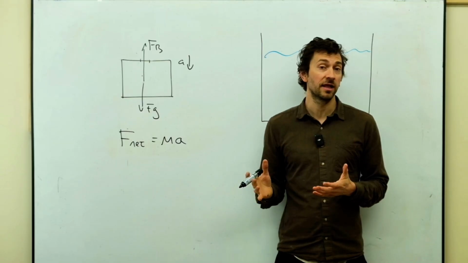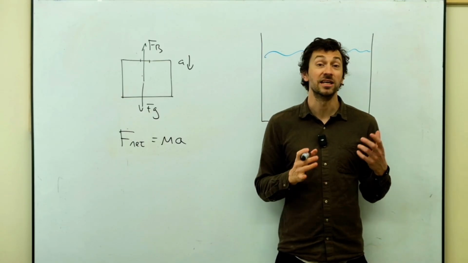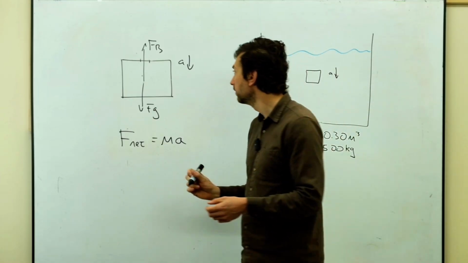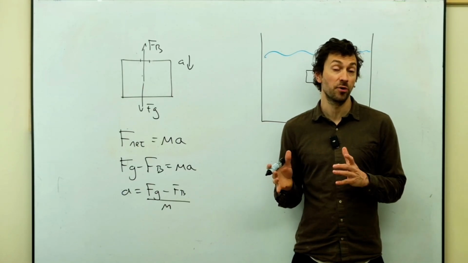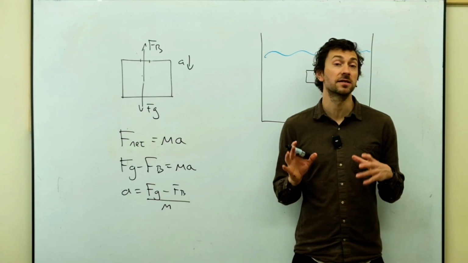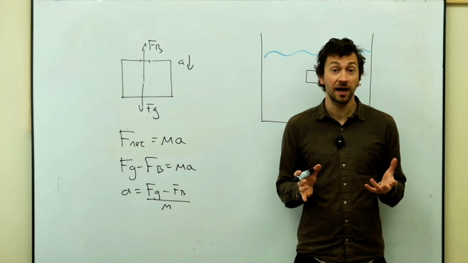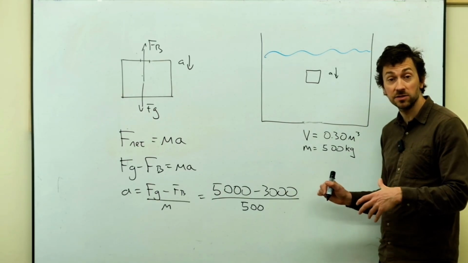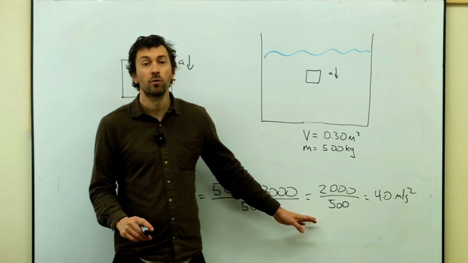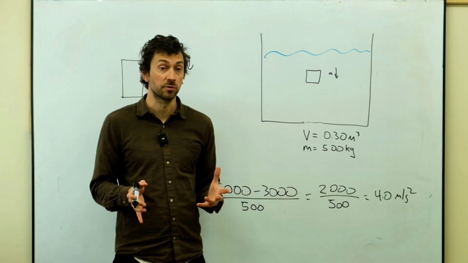We've already seen that the force of gravity is 5,000 newtons. The force of buoyancy is 3,000 newtons. So we're going to get the force of gravity minus the buoyancy force, divided by the mass, is going to be the acceleration. If we put all the numbers in, we get 5,000 minus 3,000 divided by the mass. We get 2,000 divided by 500. That's going to be 4 meters per second squared.